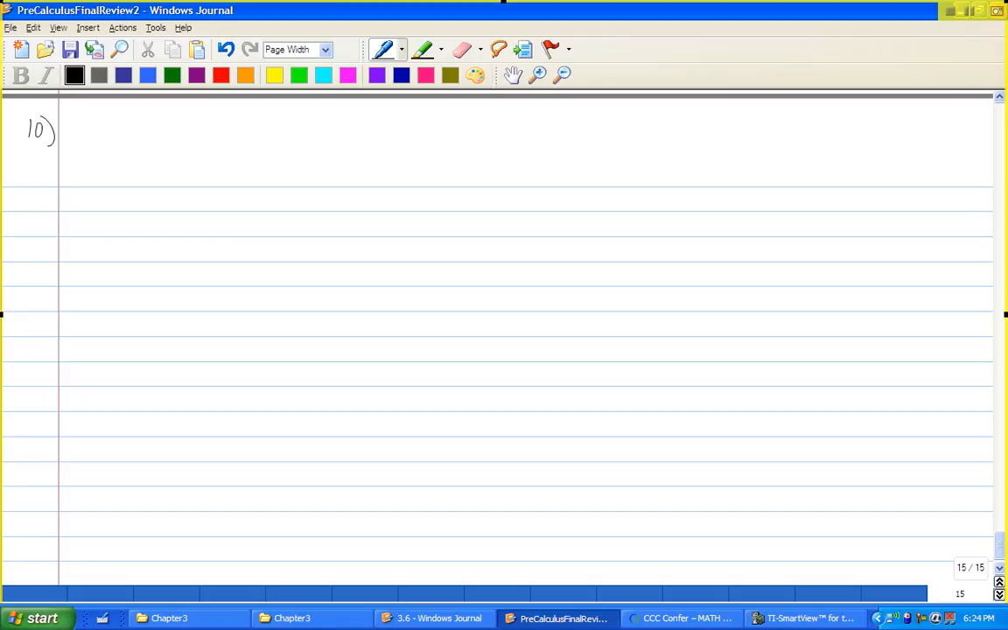Graph y equals secant 3x. Okay. Show at least one period. Label the vertical asymptotes. Okay. So secant is going to have a period of 2 pi, and so the period here is 2 pi over 3. So let's draw this.